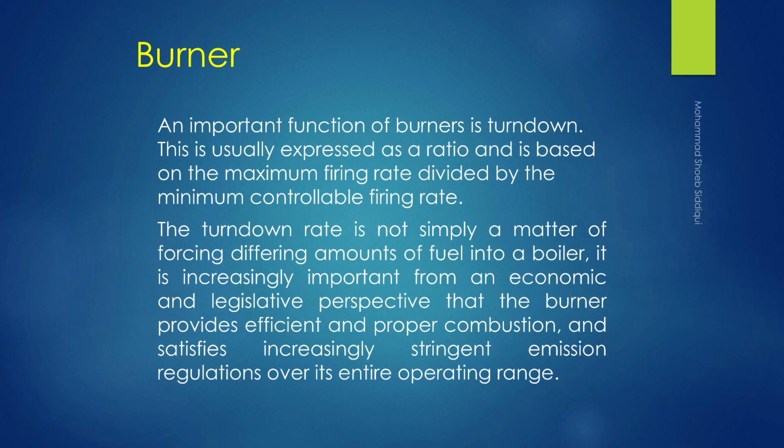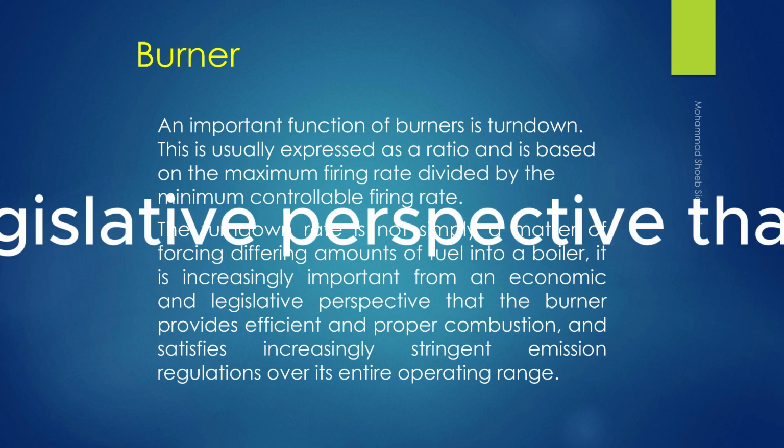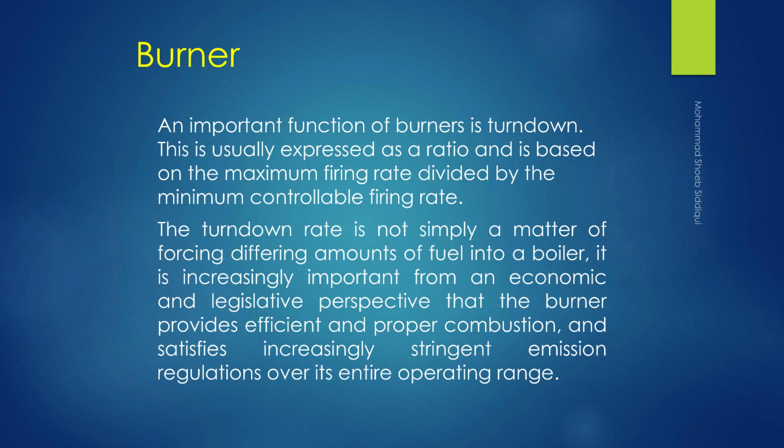An important function of burners is turndown. This is usually expressed as a ratio and is based on the maximum firing rate divided by the minimum controllable firing rate. The turndown rate is not simply a matter of forcing differing amounts of fuel into a boiler. It is increasingly important from an economic and legislative perspective that the burner provides efficient and proper combustion and satisfies increasingly stringent emission regulations over its entire operating range.